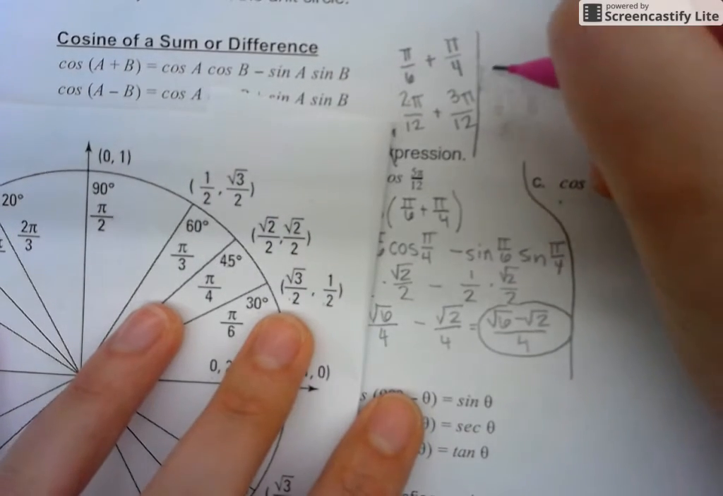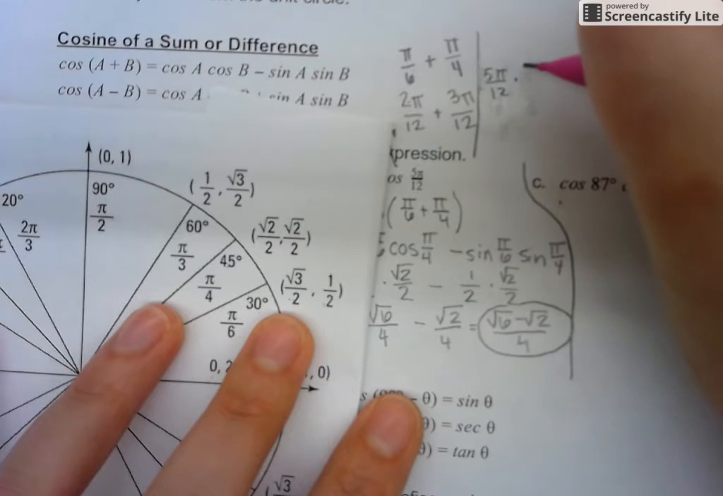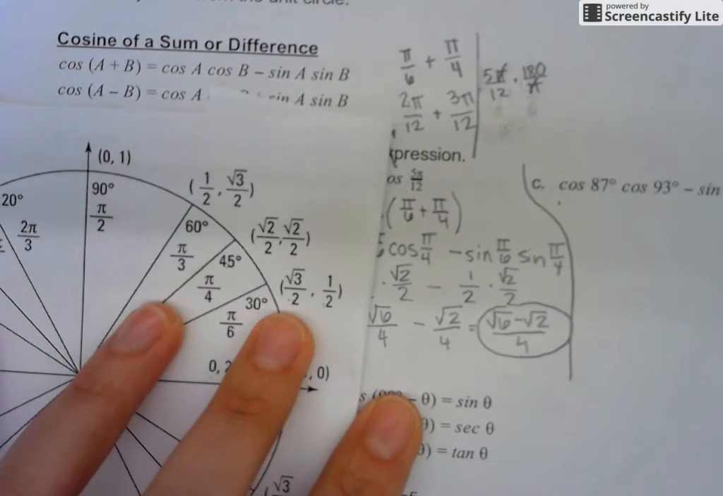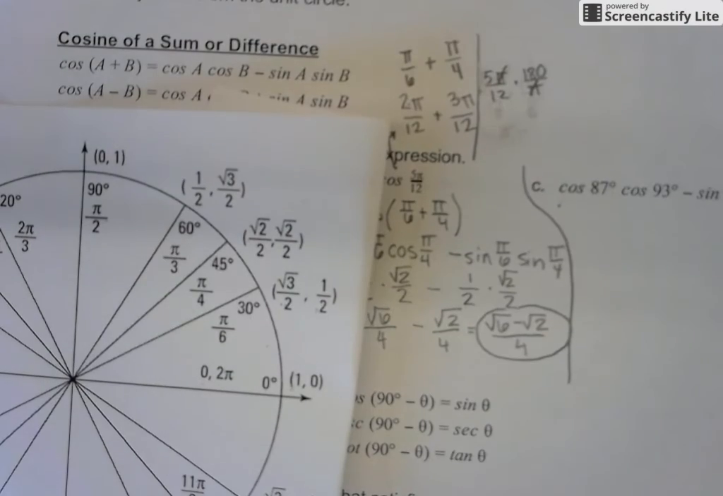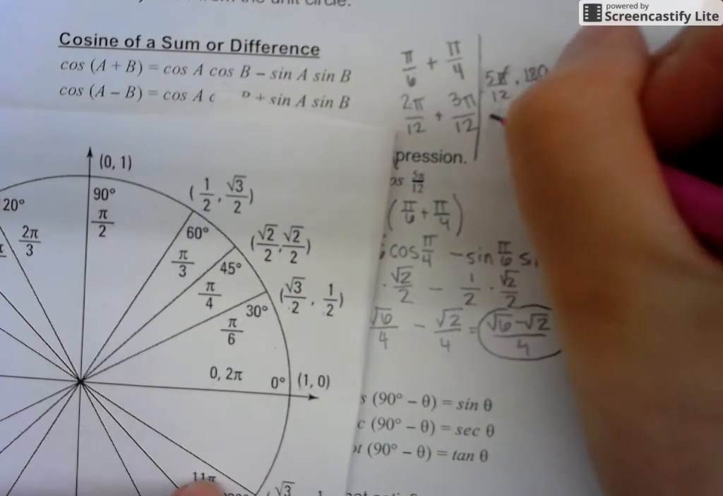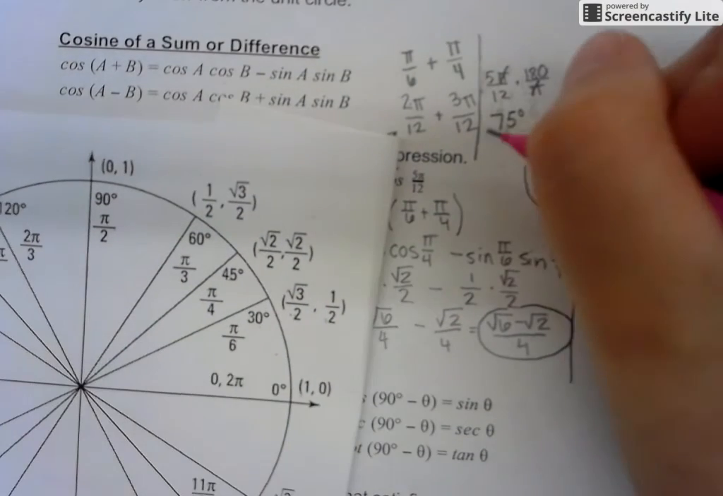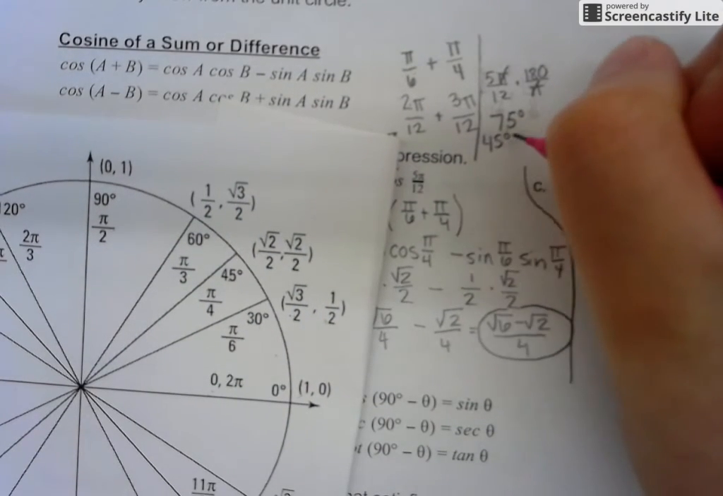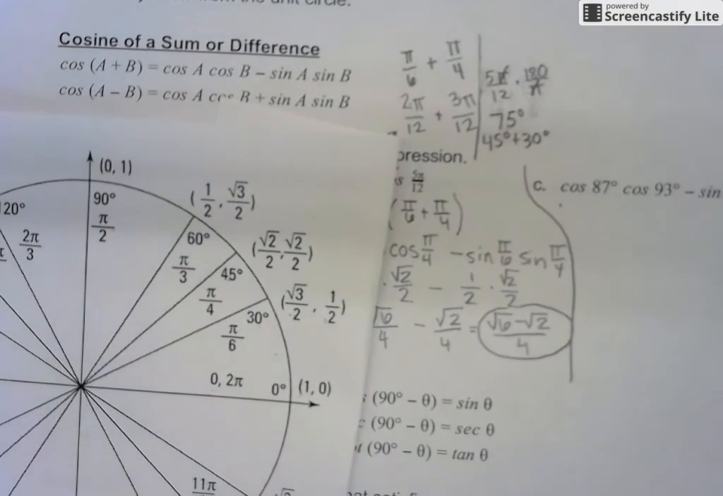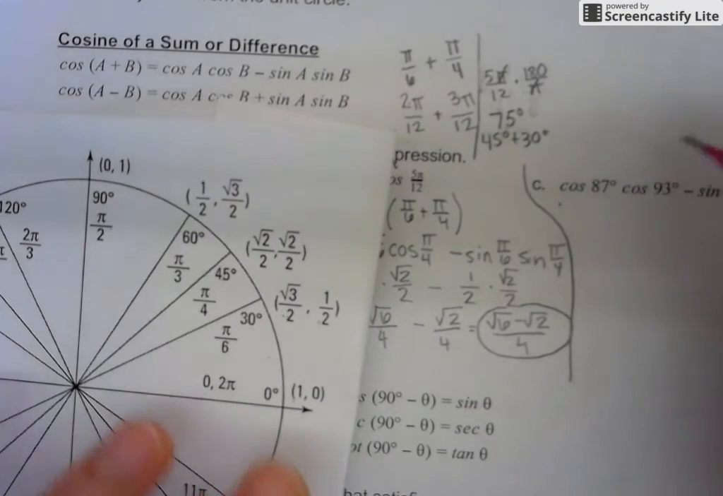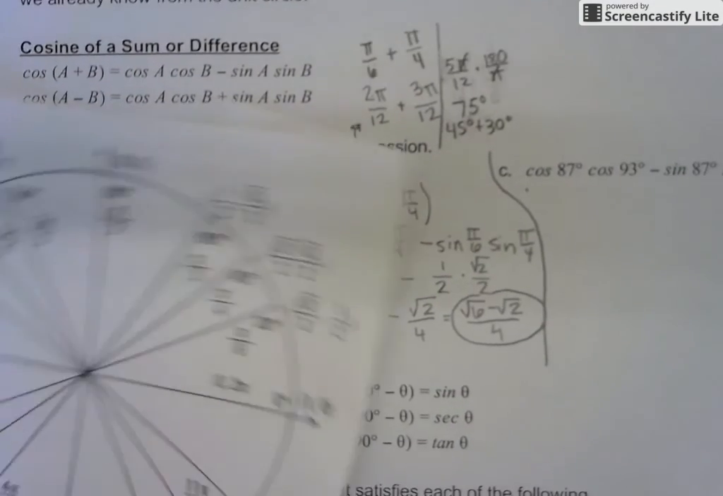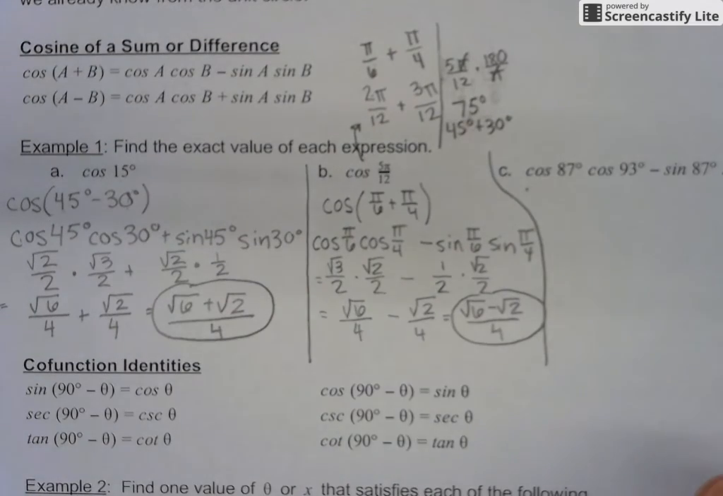So pausing that, we had 5 pi over 12 times 180 over pi. This time I'm actually going to cancel the pi with the pi. That would make sense. So I have 5 times 180, and I divide by 12, and this would be 75, and remember we converted it to degrees. So potentially you could have recognized that that's the same as 45 degrees plus 30 degrees and taken that route if you liked using degrees better than radians.